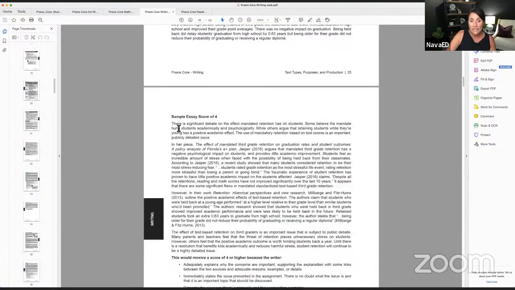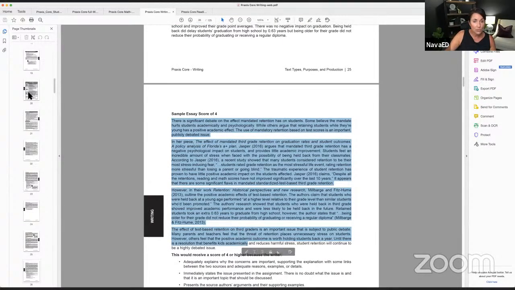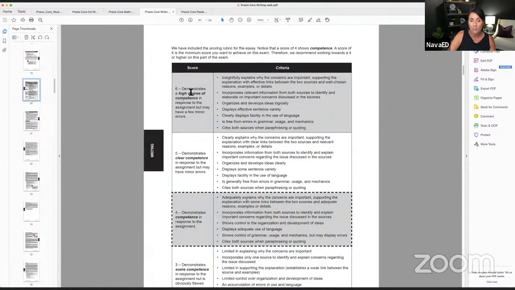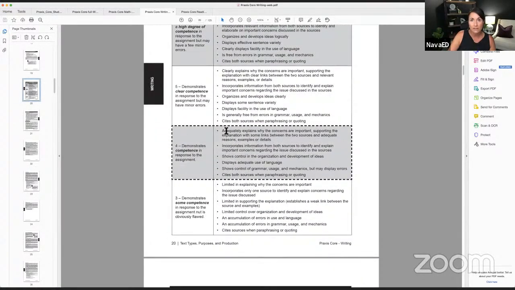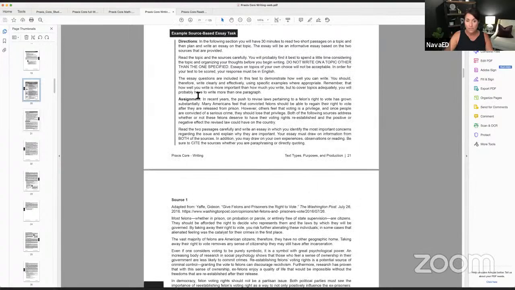Then you might want to read this one here to check. What are you going to do when you grade your essay? You're going back to the prompt to see how you did. All right, that's really, really important. And then I have extra source-based prompts here for you.